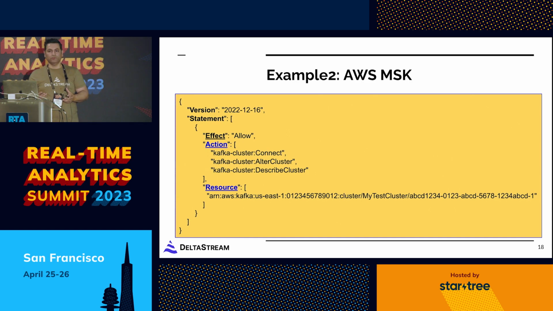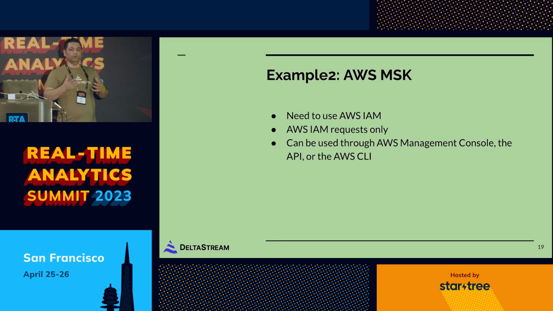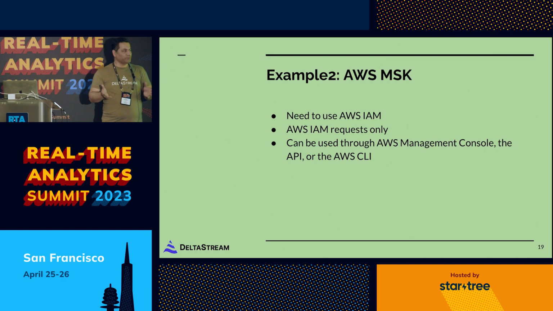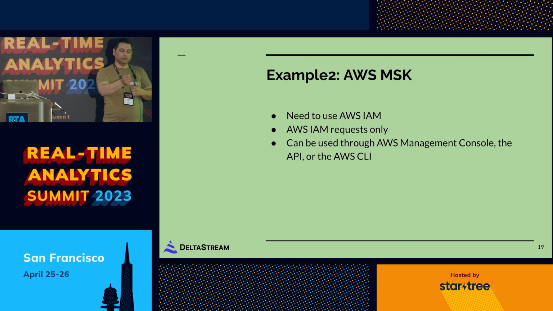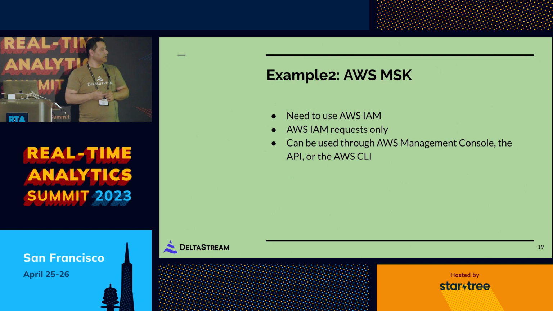So these are two very commonly used services that provide role-based access control, but each of them, as you see, has its own custom way of doing this. So if you want to learn any of these things, you have to go and read the documentation. Practically, if you don't have experience in it, you're learning a new system. As I said, it's using AWS IAM, and requests are going to go through the AWS IAM requests. And this can be used through AWS Management Console or the API or AWS CLI.